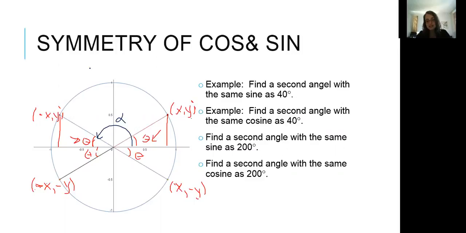Angles that differ by 90 degrees will have the same absolute value in sine and cosine, but potentially the cosines will be opposite in sign, positive or negative. The sines will be the same. Play with that a little bit. Try it on your calculator. Take some sines and cosines. Make sure this makes sense to you.